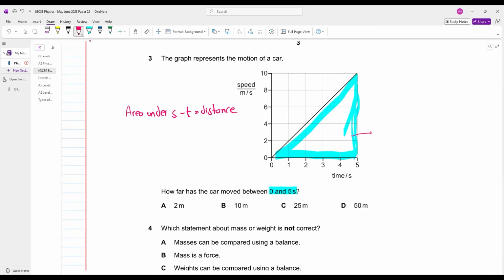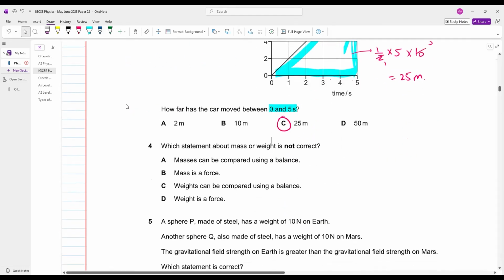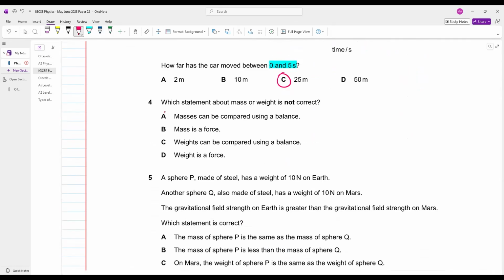Yes. This area under the speed time graph will be equal to the area of the triangle. 1 upon 2 into the base, that is 5, into the height, that is 10. This becomes 1, this becomes 5. The distance traveled is 25 meters. The area under the speed time graph is 25 meters. C is your answer. Which statement about mass or weight is not correct?